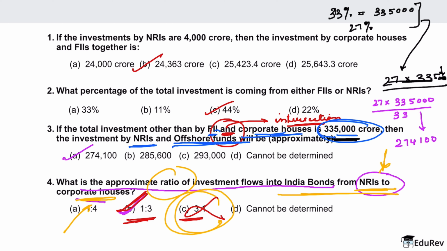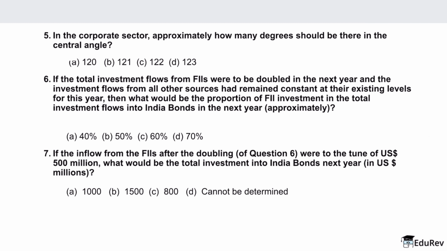Though 1 is to 3 and 3 is to 1, you people will think, okay, if we took corporate houses first and NRIs later, it's fine, but that is not what the question is. The question is NRIs to corporate houses, so you have to select option B. Correct? Moving on to next question.